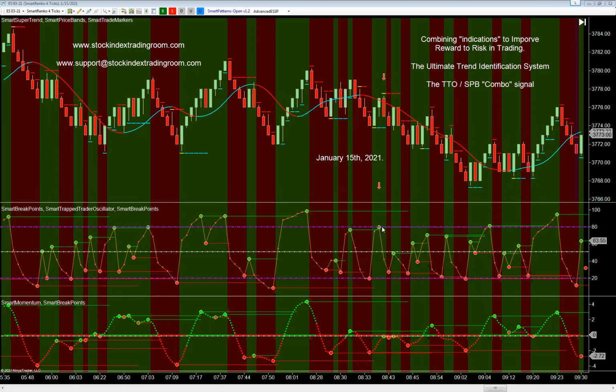And then the Trapped Trader Oscillator is very, very good at identifying where too many traders are trapped on the wrong side and a market reversal is likely. You can see here's too many people long, bam, too many people short, bam, too many people long, too many people long, too many people short.